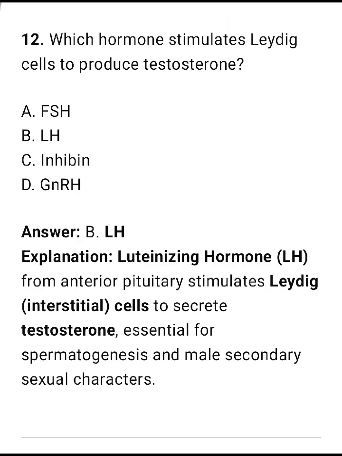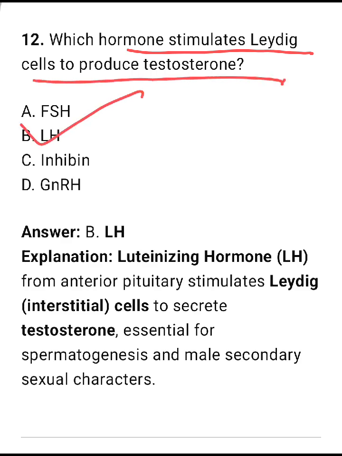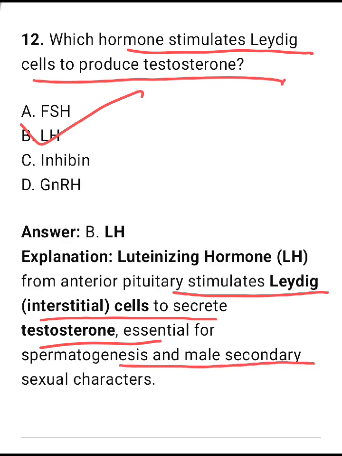Which hormone stimulates Leydig cells to produce testosterone? So it is LH, luteinizing hormone, from the anterior pituitary. It stimulates the Leydig cells, which are also known as interstitial cells, to secrete testosterone, which is essential for spermatogenesis and male secondary sexual characteristics.